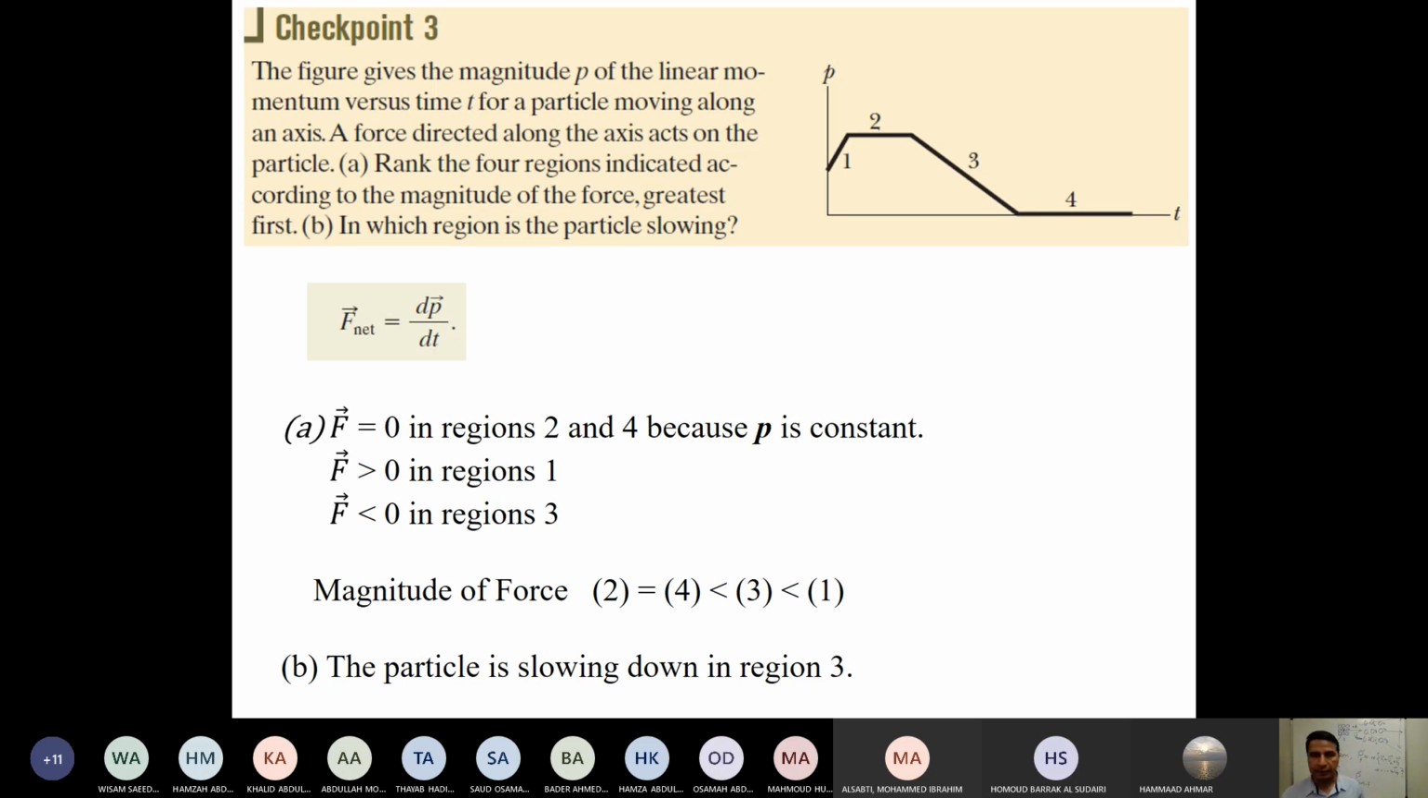In the second part, the answer is displayed now. When they ask in which region the particle is slowing, we can see, as you were already telling me, that in region 1 the graph has a positive slope, and in region 3 the graph has a negative slope. The negative slope means negative force, okay? And in that region, the particle has negative acceleration, which is deceleration, and the particle is slowing down.